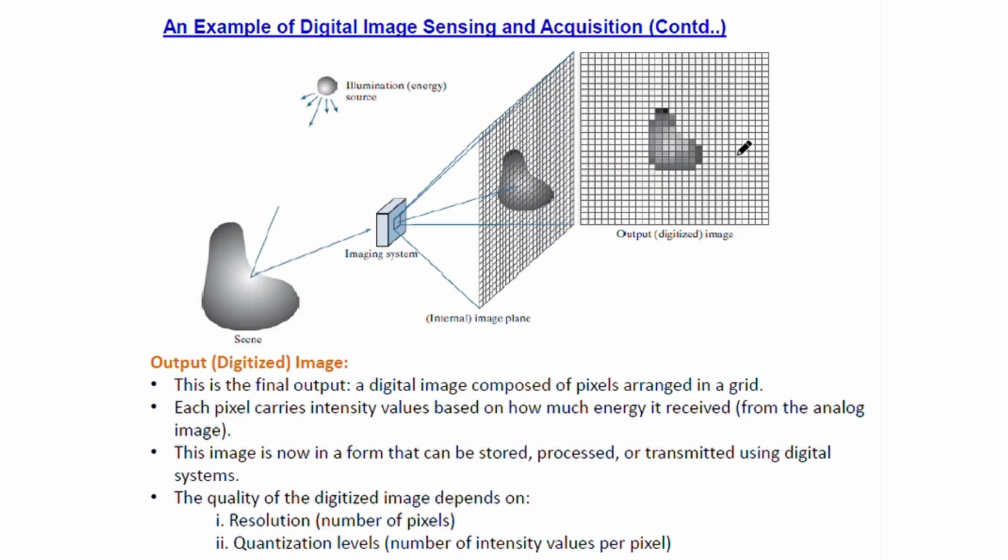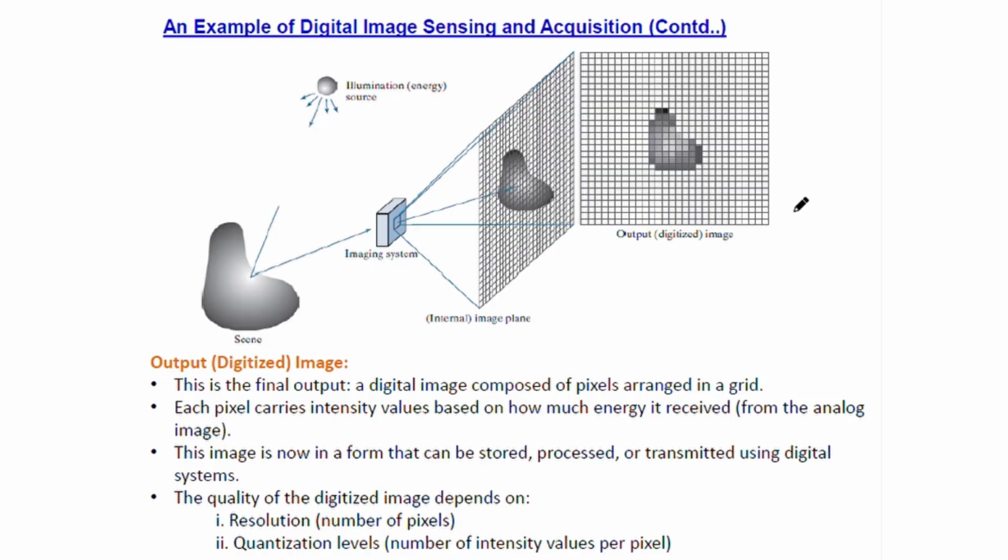Then we go to the final thing, the output digitized image. This is the final output, which consists of pixels arranged in the form of a grid. See, all this is the grid structure. Each pixel carries an intensity value based on how much energy it has received.